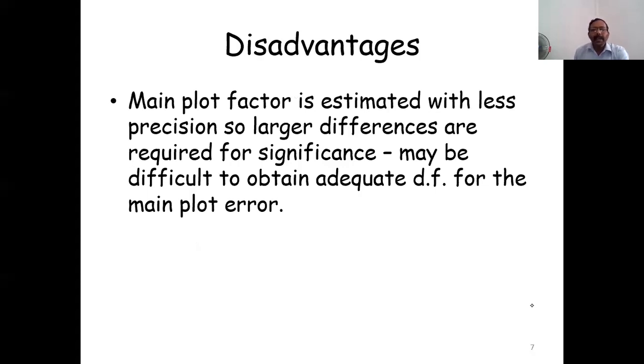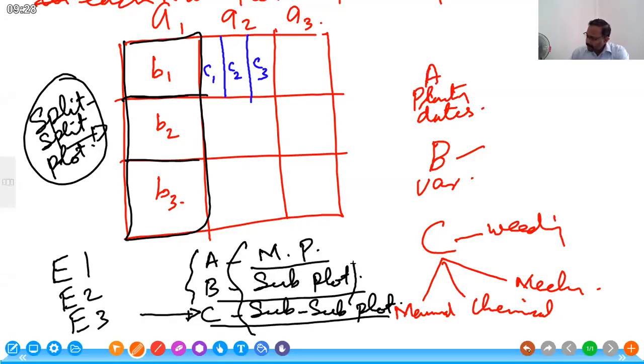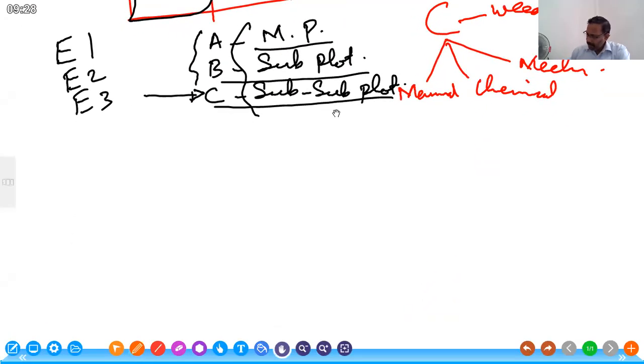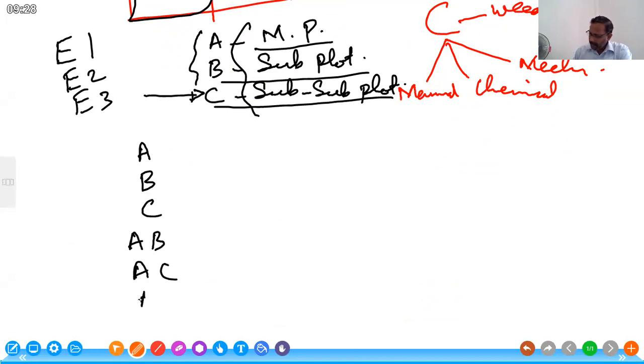Already one disadvantage we have discussed. What is that? The precision. Precision will be different. For example, look at it in this case. We already said here 3 factors are involved. Tell me all the interaction factors: factor A, factor B, factor C, AB, AC, BC, ABC.